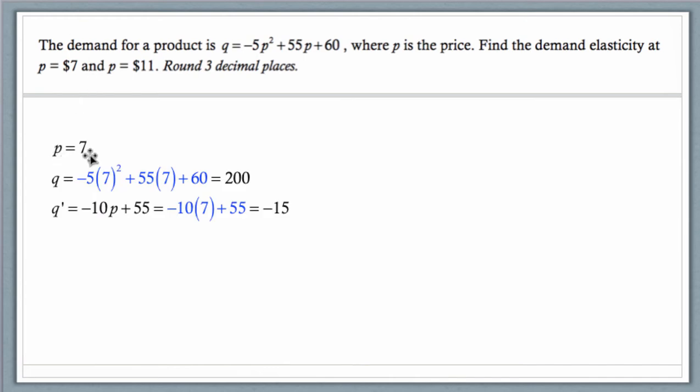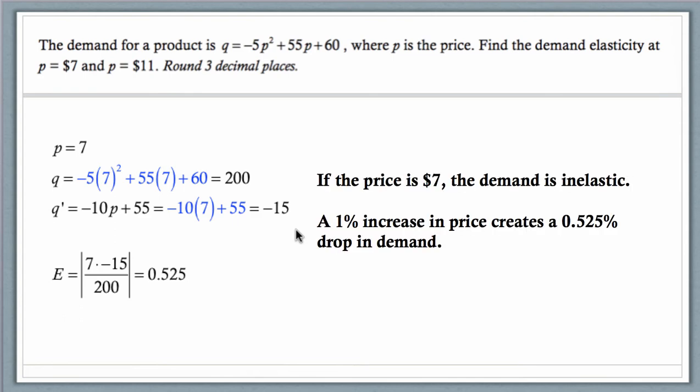So my price is $7. My quantity, so plugging in that price into my demand function, is 200 units. And my change in demand, which is the first derivative, when I plug in again that price is 7, is going to be negative 15 units. Plugging that into my formula, I get 0.525. So if the price is $7, the demand is inelastic. So a 1% increase in price creates a 0.525% drop in demand.